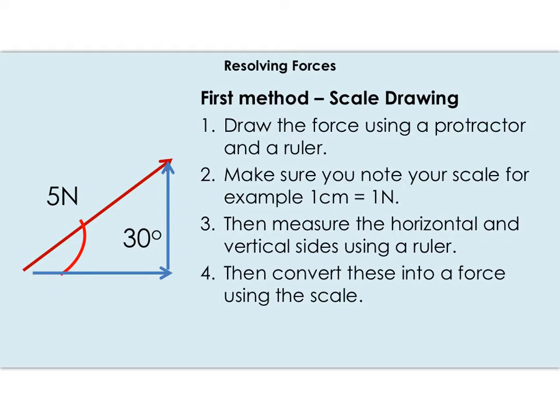You would then draw two lines, so I've got the horizontal component here and the vertical component there. I would match them up and draw them on, and then I will be able to measure the sides of my horizontal and my vertical component using a ruler, and I'll be able to convert that into a force using the scale that I've got here.